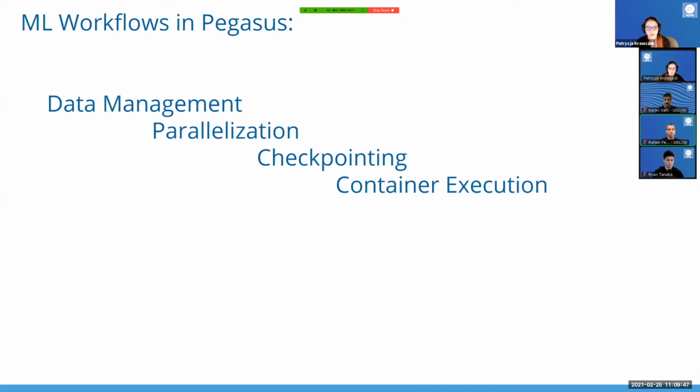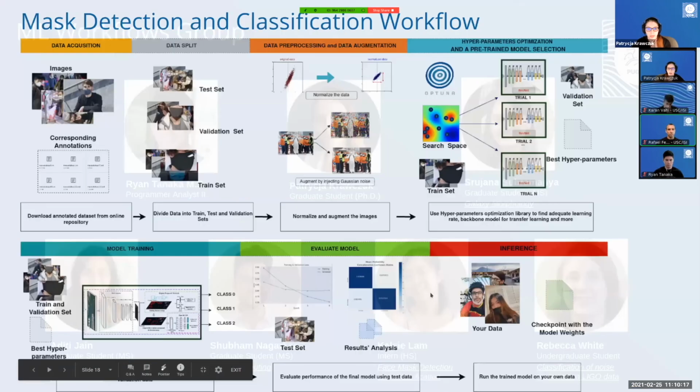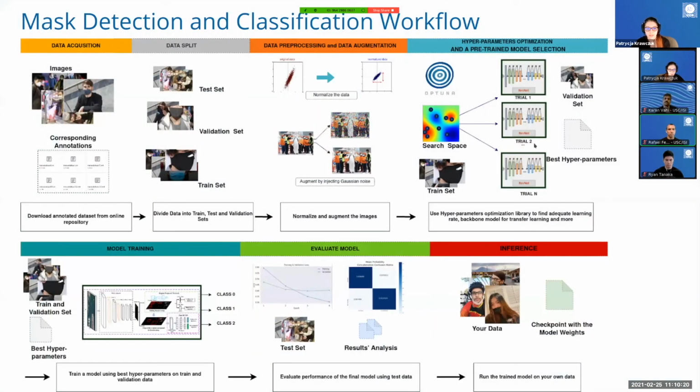And we are trying to learn more about the characteristics of machine learning workflows and how we can support those workflows in the future by having a group of students working in our lab who port machine learning workflows from published work. And here we see all the students and projects that they work on. Our youngest student is Kelsey Liam, who is a high school student. She works on a workflow for mask detection and classification.